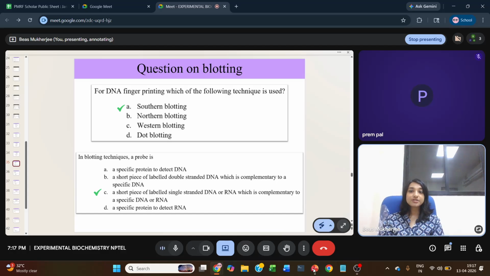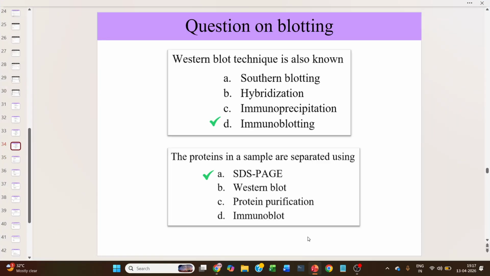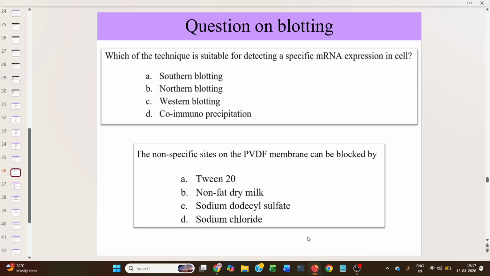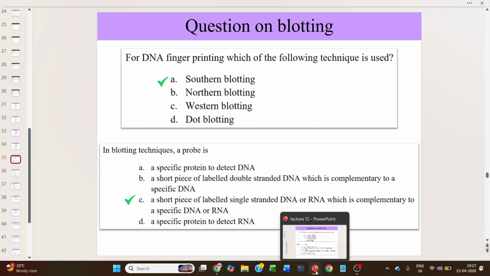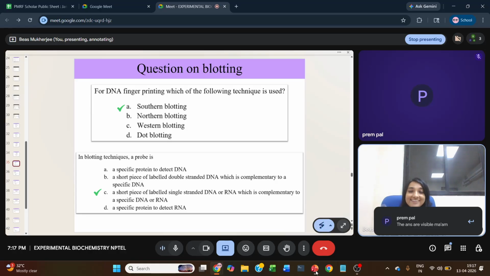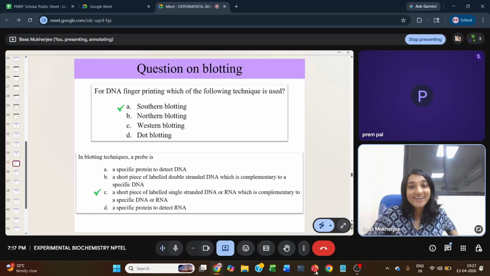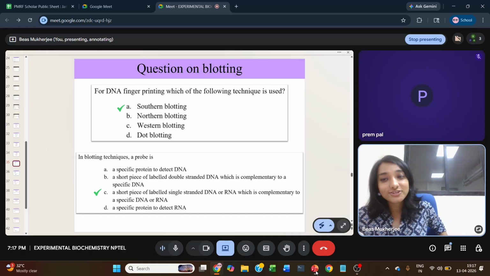For the next question, in blotting techniques, a probe is a specific protein to detect DNA. I'm showing you the answer. Okay, so there was no question. Yeah, the answers are visible, I realize. Anyway, we will just look at this and go to the next question.